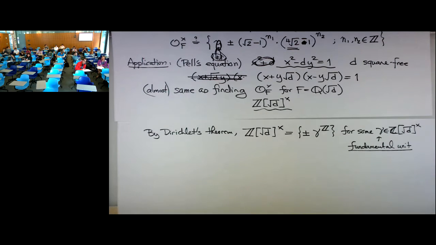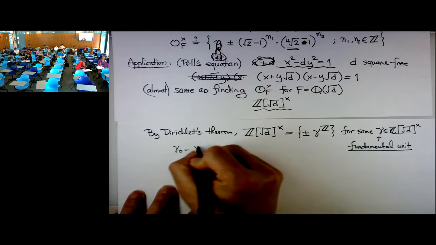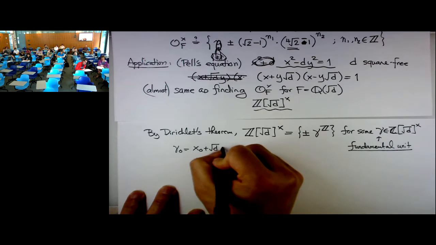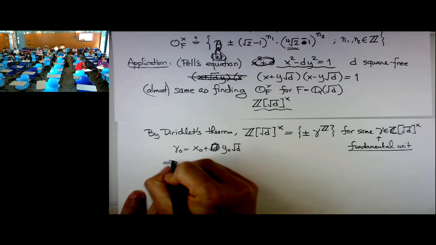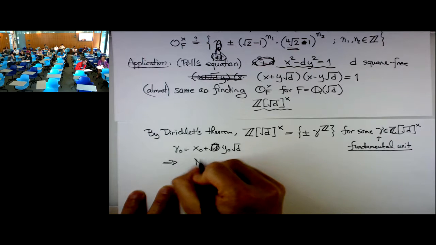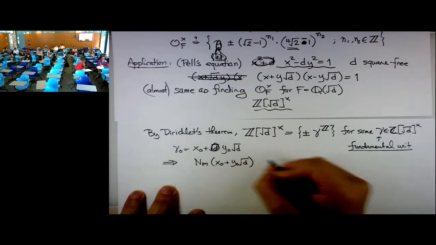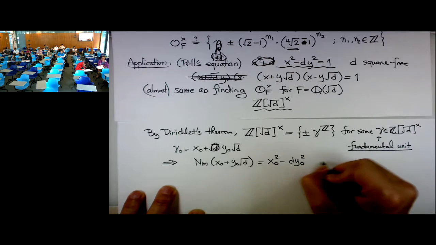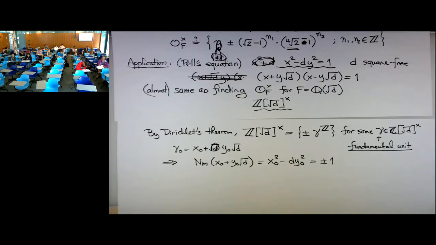Okay? But of course, if you write this gamma 0 as x0 plus y0 root of d, then you know that the norm of it, in this case x0 squared minus d y0 squared, is equal to plus or minus 1. Somehow you don't quite know which, whether it's going to be plus or minus 1 a priori.